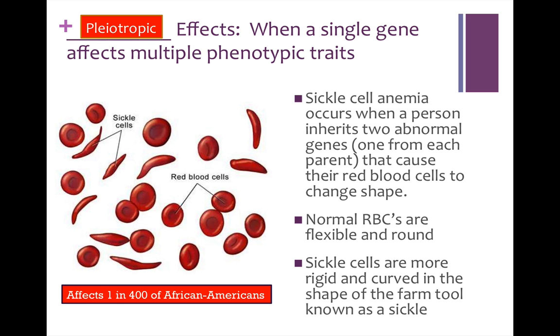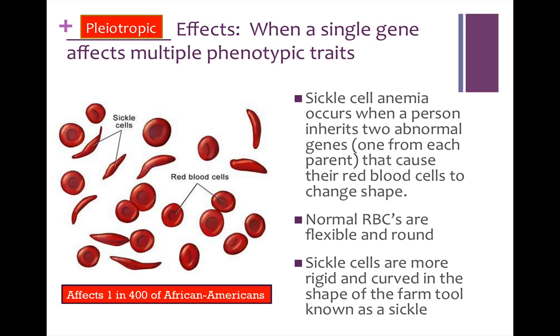The next condition we'll look at is called pleiotropic effects, and that's when a single gene affects multiple phenotypic traits. What we'll do is highlight a disease that shows pleiotropic effects because of one gene that is changed. Sickle cell anemia occurs when a person inherits two abnormal genes, one from each parent, that cause their red blood cells to change shape.